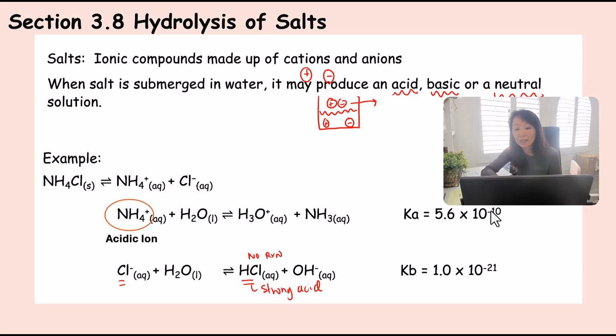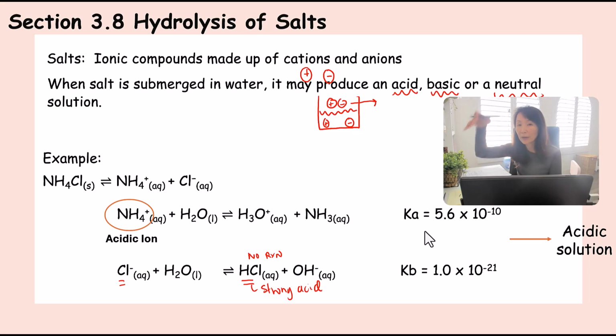Now, if you compare the Ka and the Kb, notice that the Ka, though it's low, is significant in comparison to the Kb. Therefore, this would be considered to have an acidic solution, because the Ka overpowers the Kb. So you're comparing the Kas and the Kbs here.